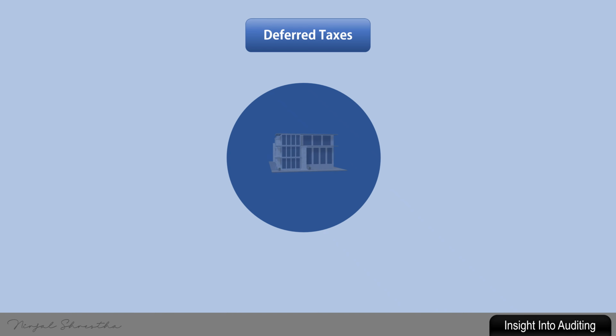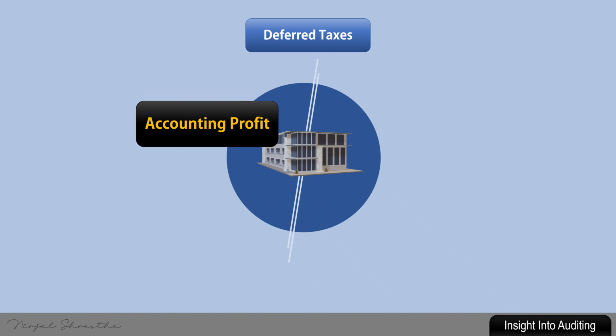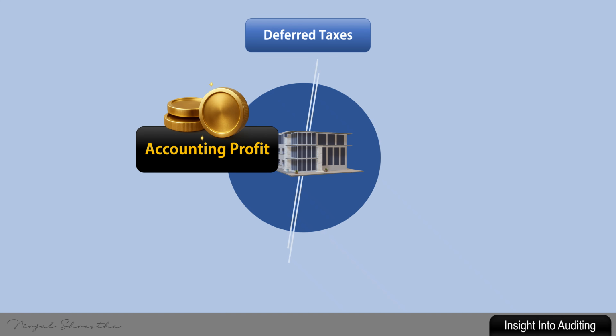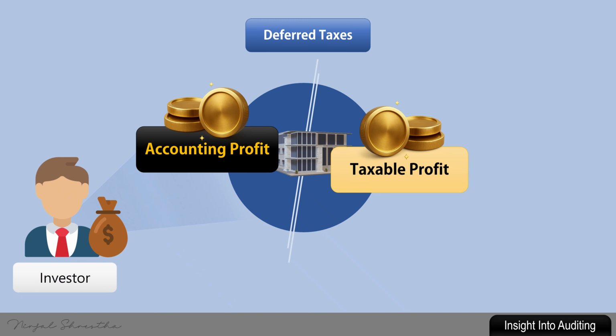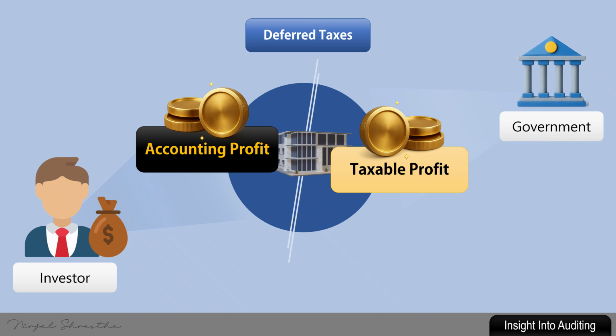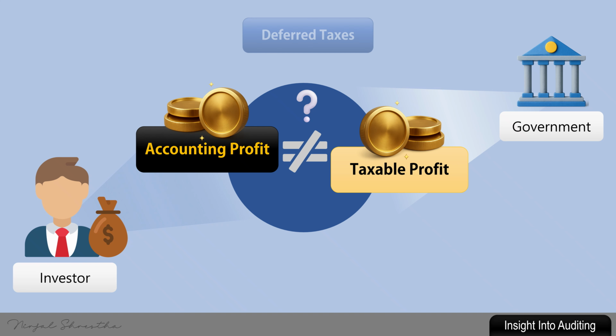Hello. We're diving into one of the most intriguing concepts in financial reporting, deferred tax. You've seen companies report their accounting profit in their income statements. But then, when it comes to paying taxes, the taxable profit can be different. Investors consider accounting profit, while the government sees taxable profit, which can be different for the same financial period. Why the discrepancy? And what does deferred tax have to do with it? We'll demystify that and understand the concept in detail.